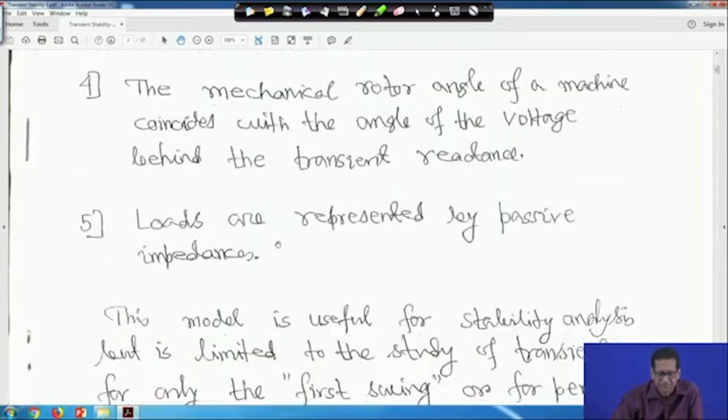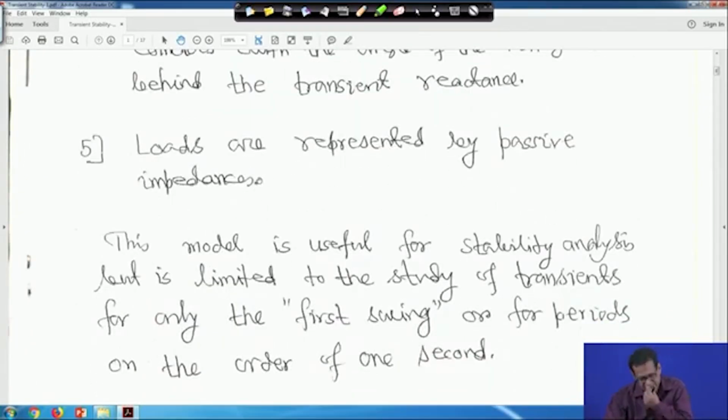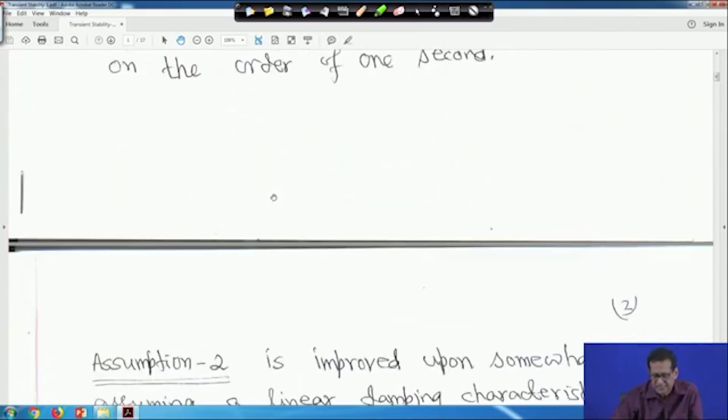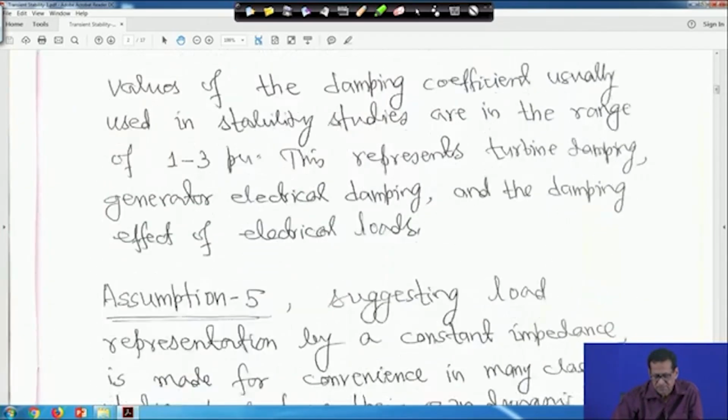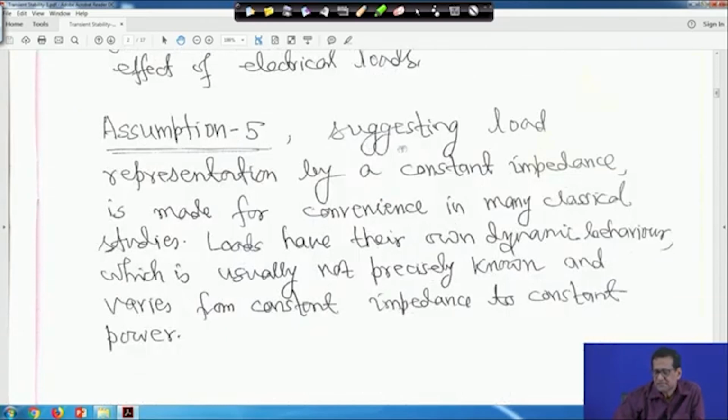is that loads are represented by passive impedances or admittances. So, assumption 5, suggesting load representation by a constant impedance, is made for convenience in many classical studies. Loads have their own dynamic behavior, which is usually not precisely known and varies from constant impedance to constant power. So, we will take here constant impedance.